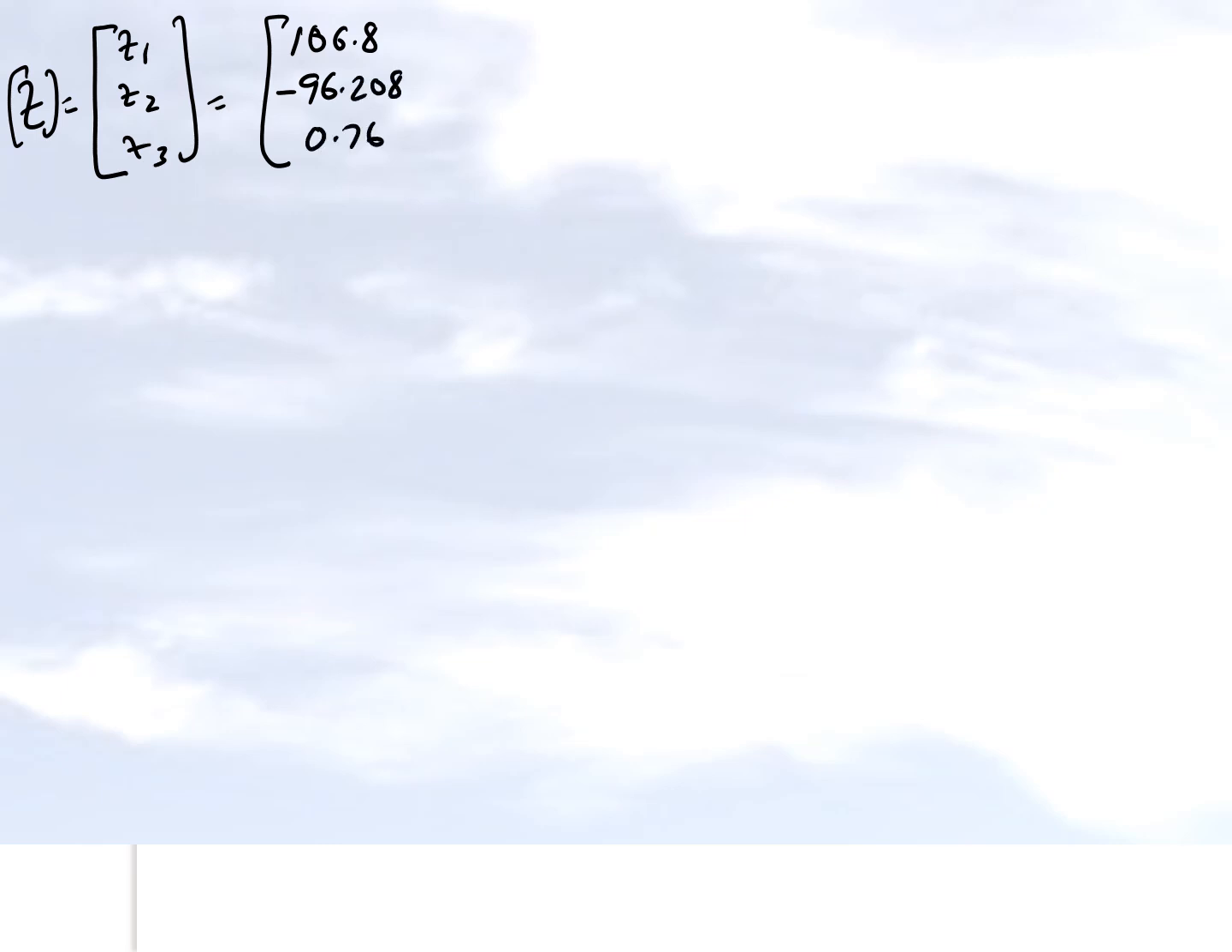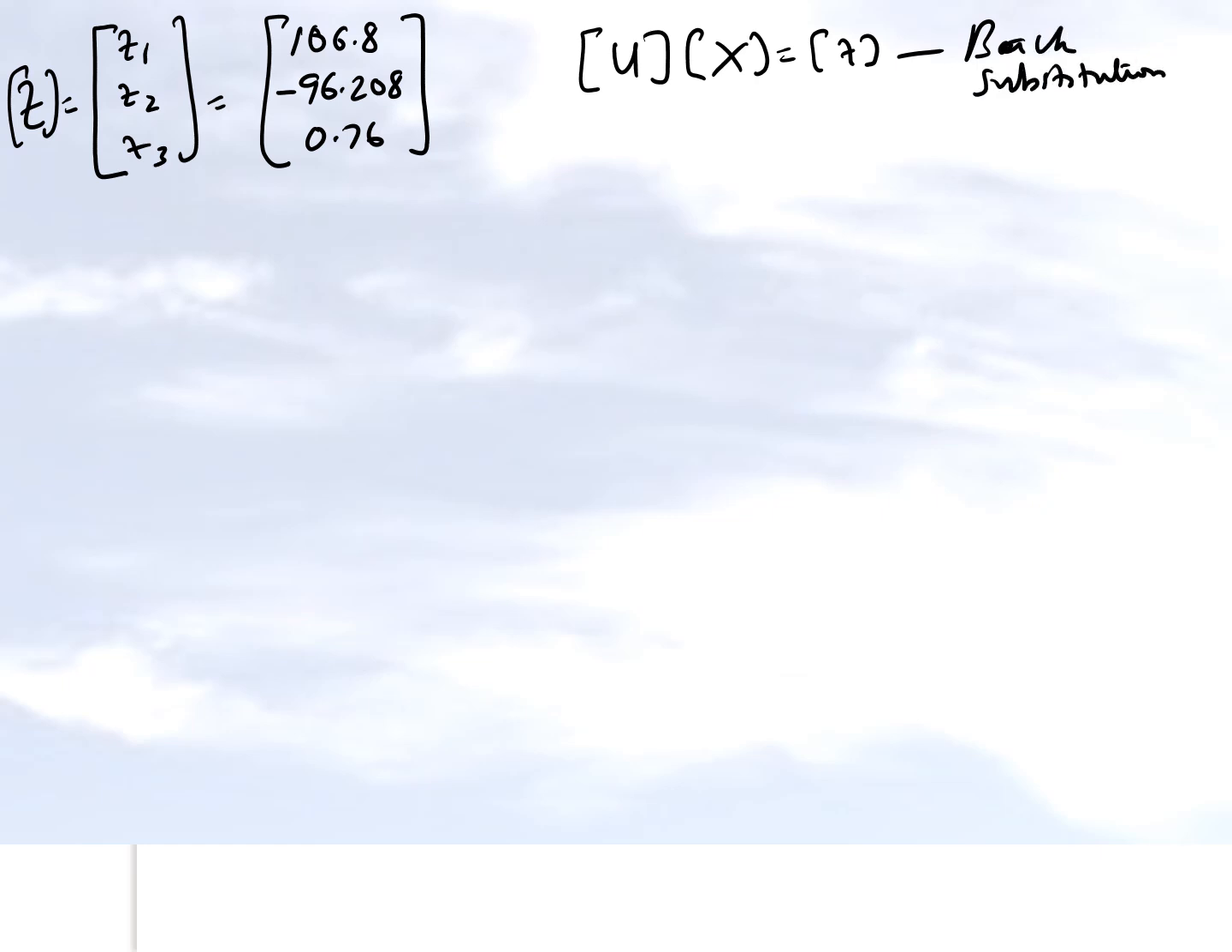So we have found out what the Z vector is at the end of the forward substitution steps. We find Z1, Z2, and Z3 to be equal to 106.8, minus 96.208 and 0.76. So what we have to do now is the back substitution part. We already know what U is. We just found out what Z is, so we can find out what X is.